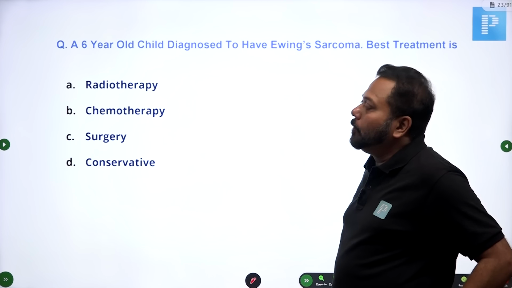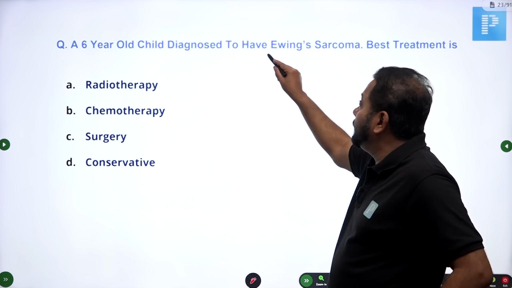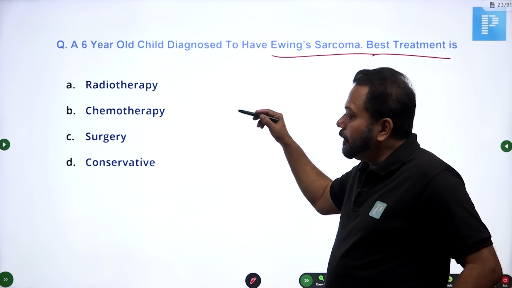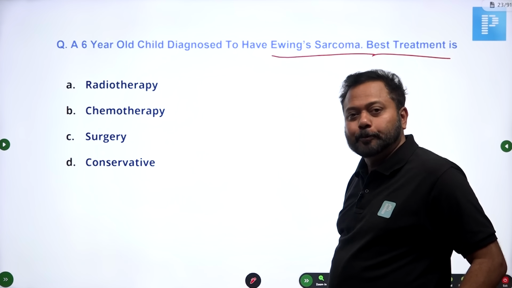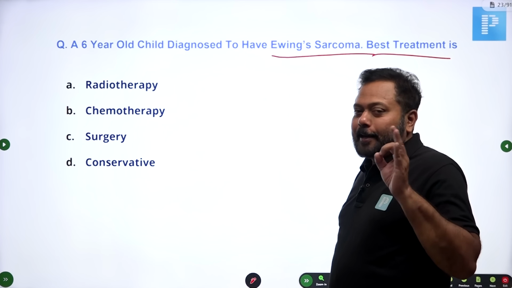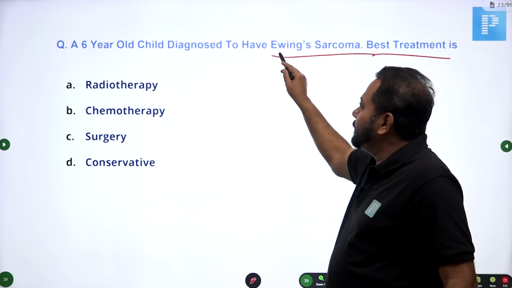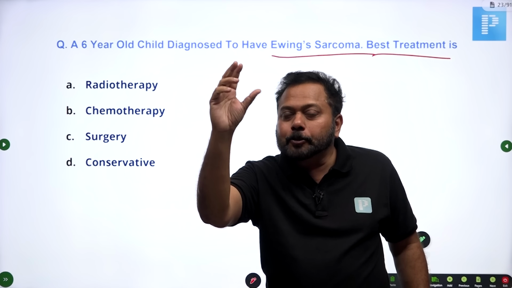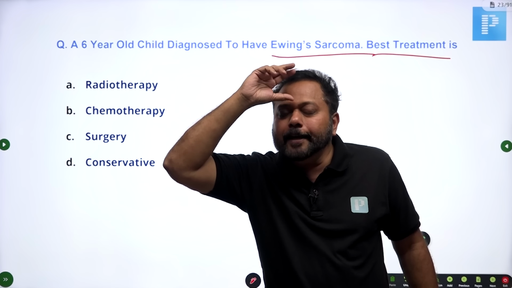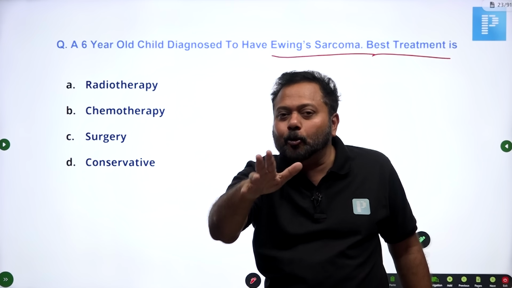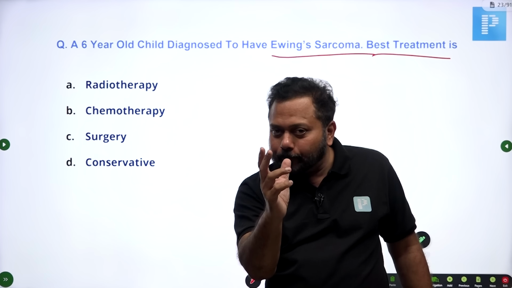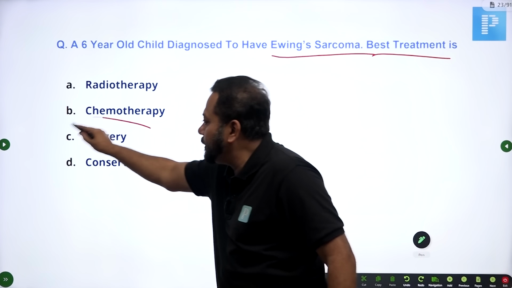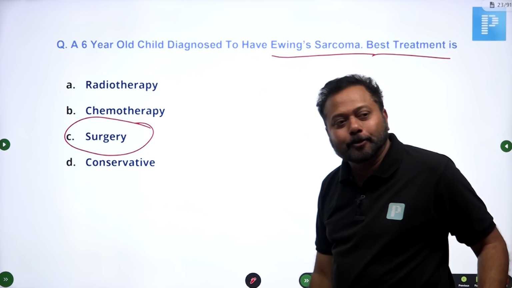A 6-year-old child diagnosed to have Ewing sarcoma, best treatment is radiotherapy, chemotherapy, surgery, conservative. This is a tricky question. Whenever a question on Ewing sarcoma comes, the first thing that will come to your mind is radiotherapy, because you had read several times that a highly radiosensitive tumor is Ewing sarcoma. So radiotherapy will come to your mind first. That is wrong. Treatment of choice for Ewing sarcoma is surgery, surgery, surgery. Okay, should be very careful.